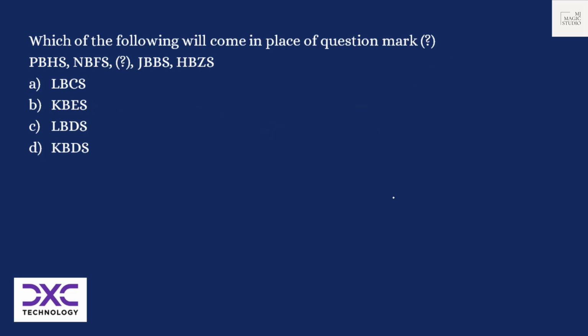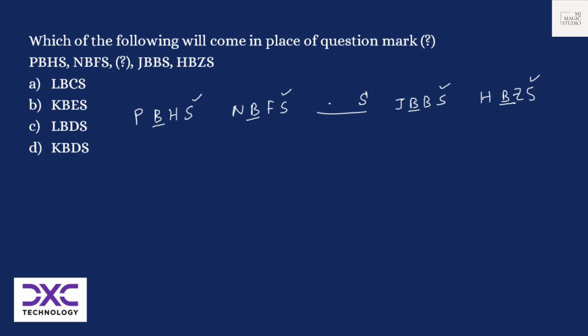Okay, towards the end, again, one more letter cluster series. We need to identify which one is the missing one. P, B, H, S. Then N, B, F, S. Next, J, B, B, S. H, B, Z, S. While I was writing, I can observe that all these clusters are ending with S. This should also end with S. Then B. Second one is also common, B.